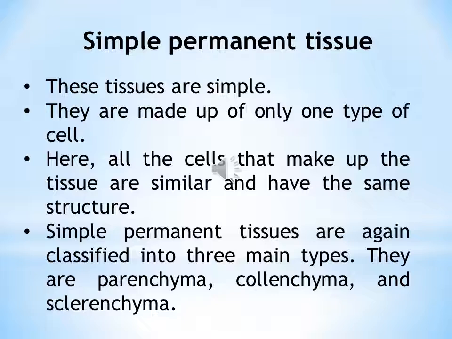So, these tissues are simple, they are made up of only one type of cell. Here all the cells that make up the tissue are similar and have the same structure. Simple permanent tissues are again classified into three main types. The types are parenchyma, collenchyma and sclerenchyma.